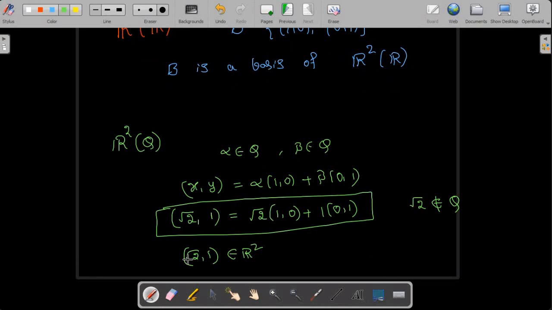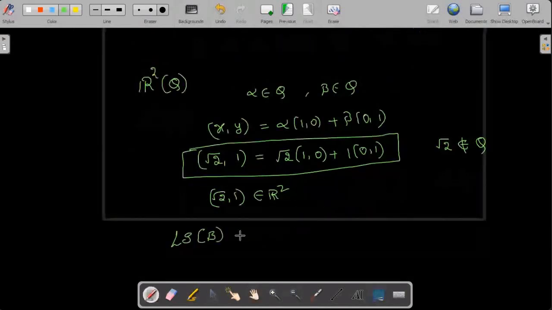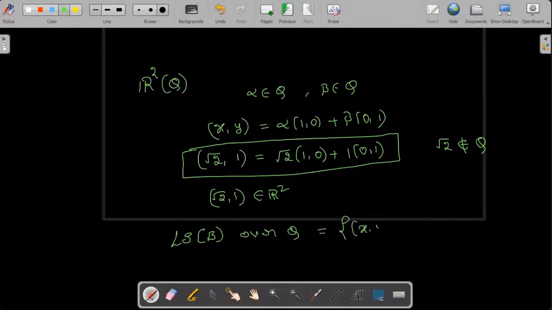Here you have (1, 0) and (0, 1). If you multiply them by rational numbers and take their linear combination, you will get all (x, y) for which x is a rational number and y is a rational number. Are you getting it? Try to understand one thing. The linear span of this B over Q is equal to the set of all (x, y) such that x and y both belong to rational numbers only, which is not equal to R2.